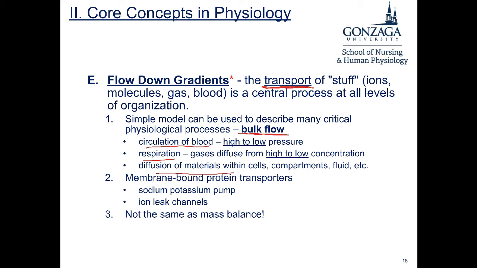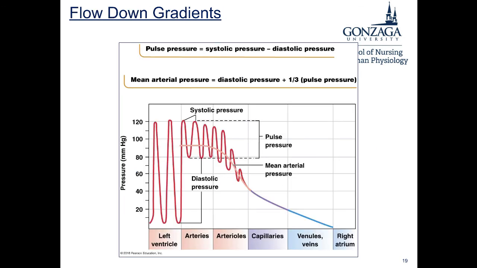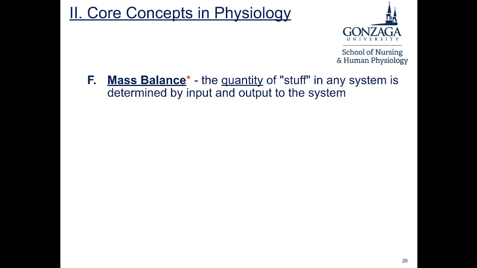The last thing I want to emphasize is that flow down gradients is not the same thing as mass balance. Here is a graph illustrating the concept of flow down gradient, showing blood pressure. All that I'm trying to illustrate here is that blood is moving from an area of high pressure here to an area of low pressure. Without this gradient, blood would not flow. I just mentioned mass balance: flow down gradients, bulk flow, is not the same thing as mass balance.